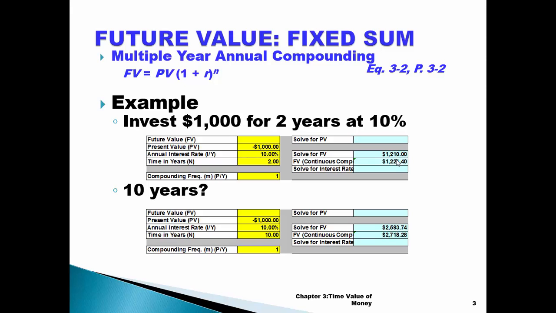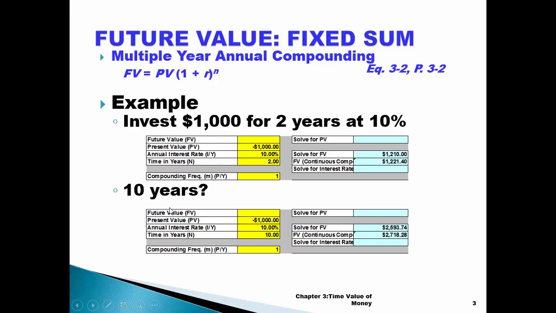So how does that work out? Well, 10% of 1,000 is $100. You did that for 2 years. That's $200. But that second year, you made $100 at the end of the first year. That $100 also earned 10%. 10% of 100 is $10, and that's that extra $10 right there.